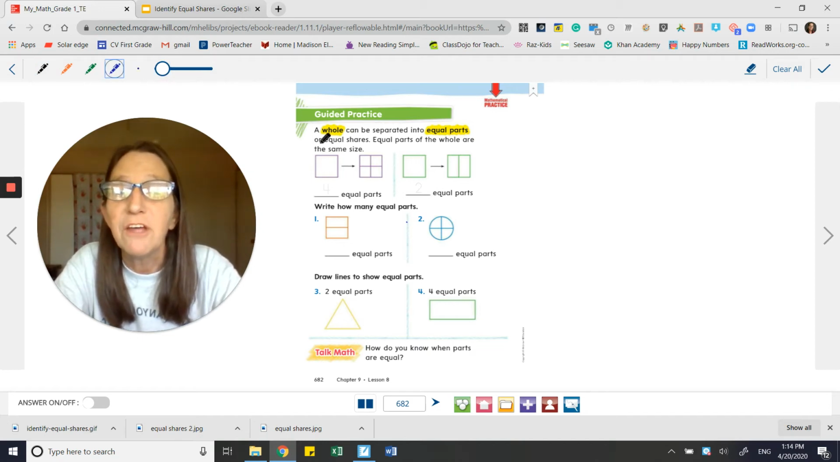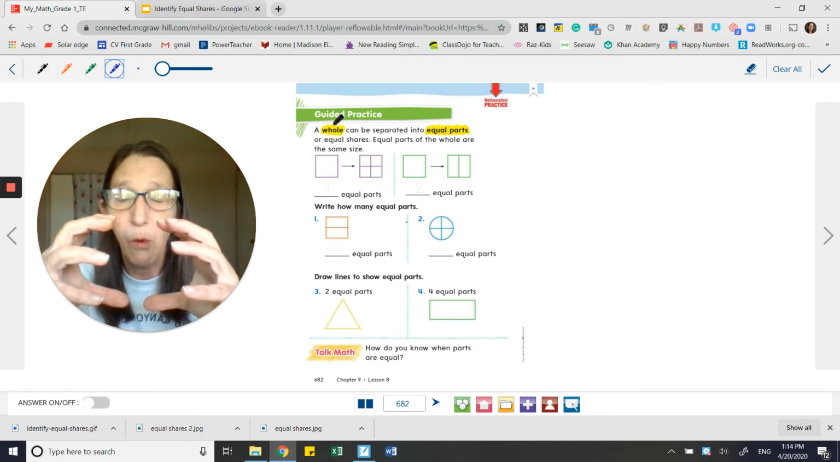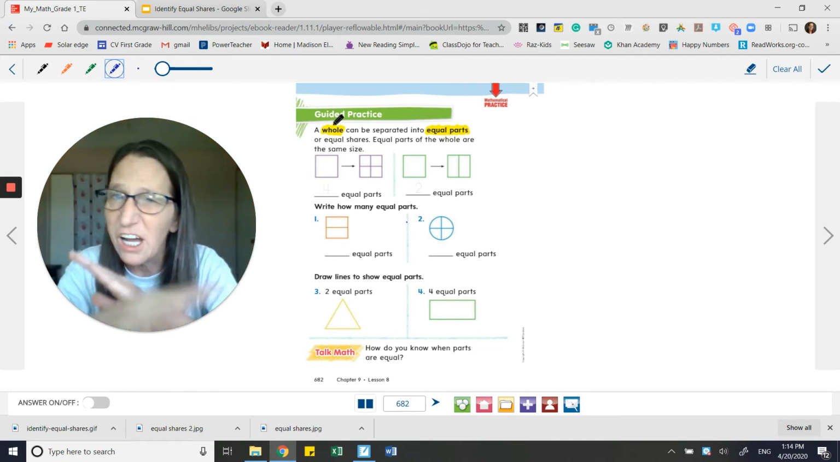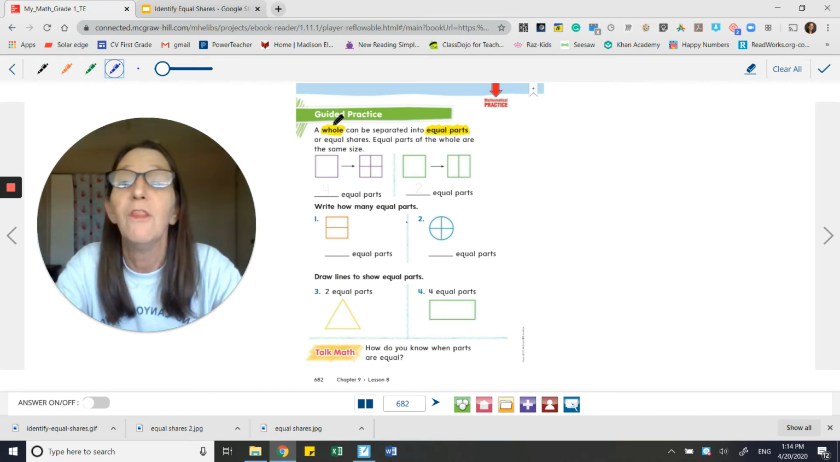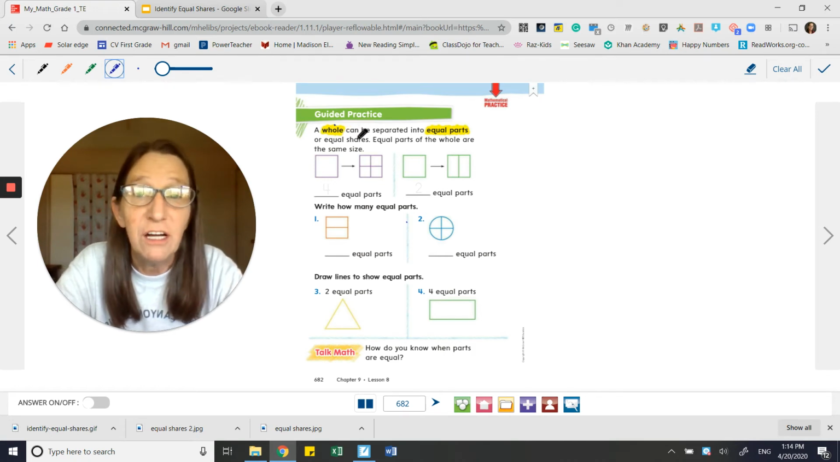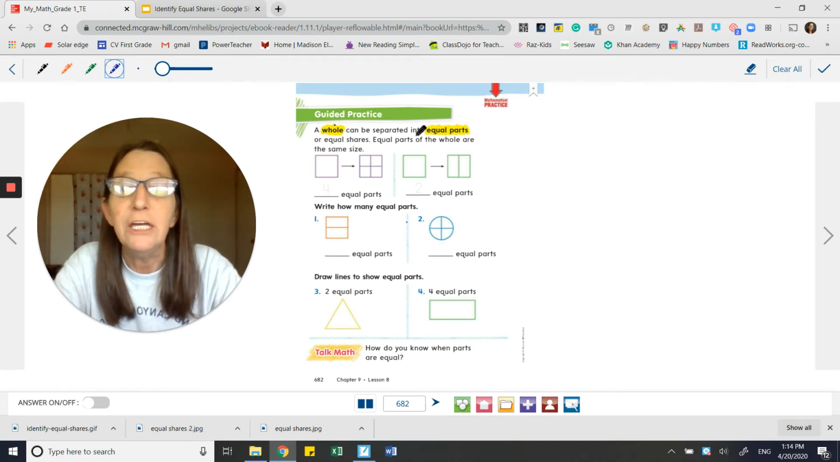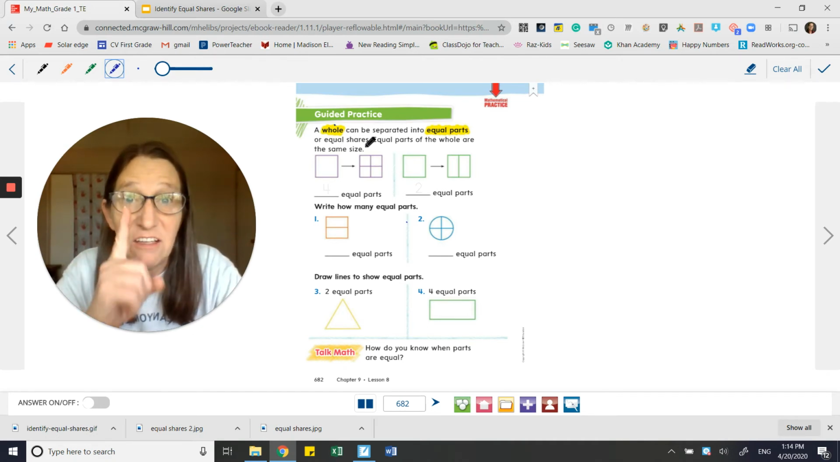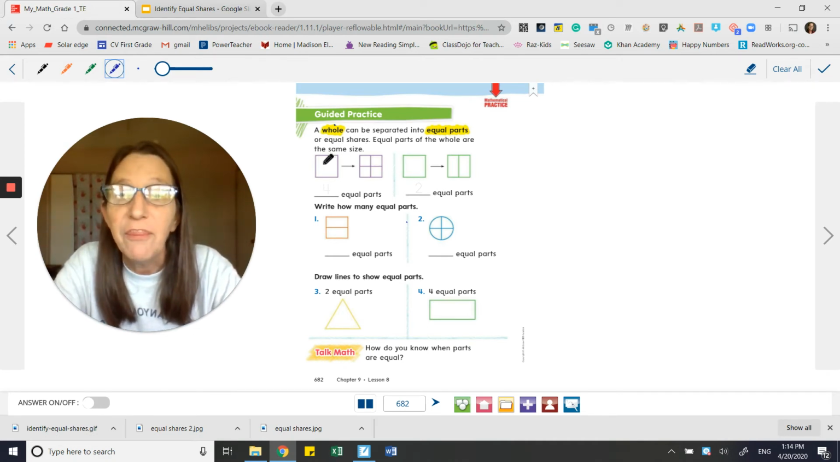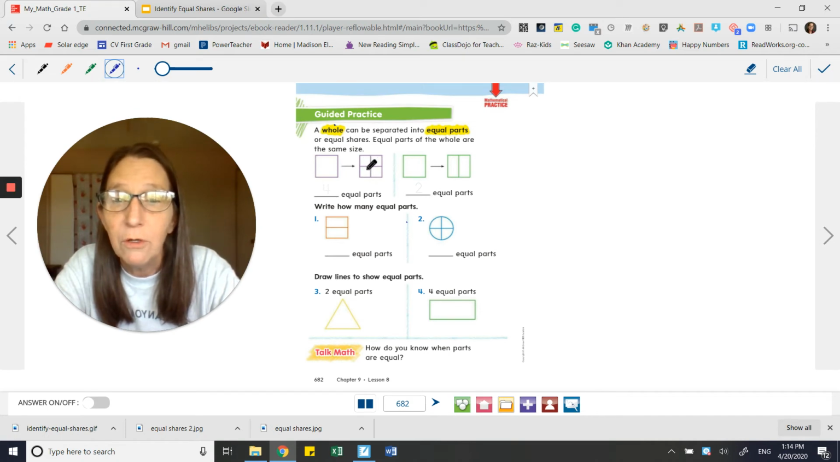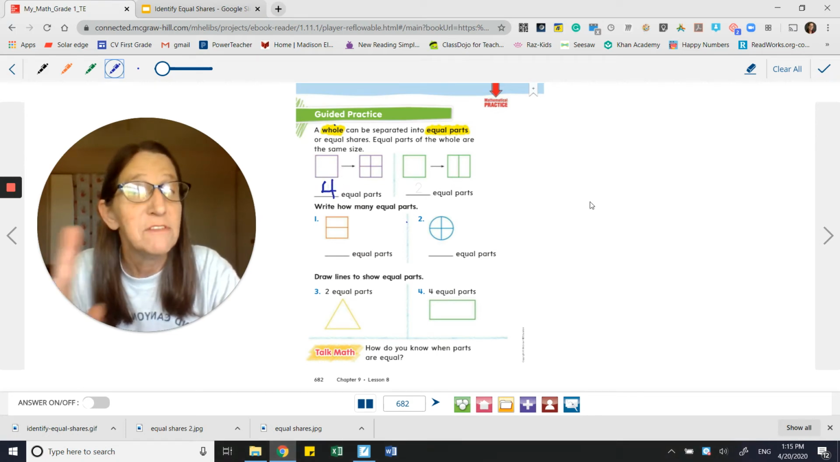Let's see. It tells me that a whole, remember that's the whole thing, my whole cookie, my whole sandwich. It's not cut, it's not divided, it's a whole cookie. The whole can be separated into equal parts or equal shares because we're sharing it. Equal parts are the same size. That's what I was telling you. This is my whole, and I've made some lines in it. How many equal parts do we see? Well, let's count them. 1, 2, 3, 4. There are 4 equal parts. They're all the same size.